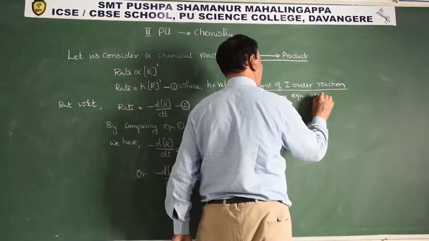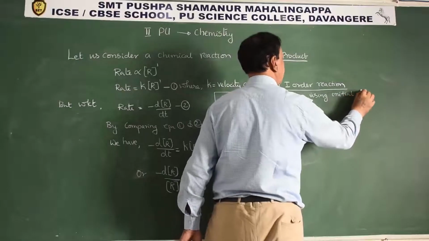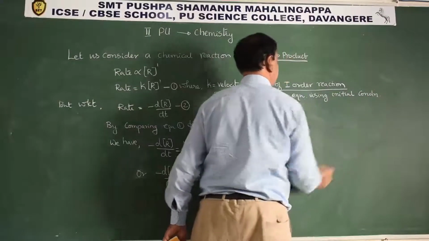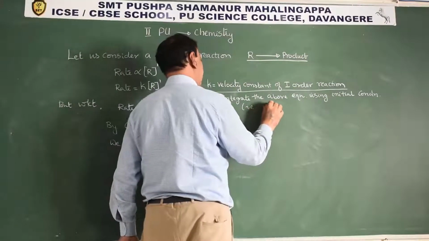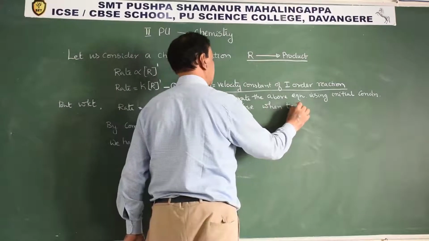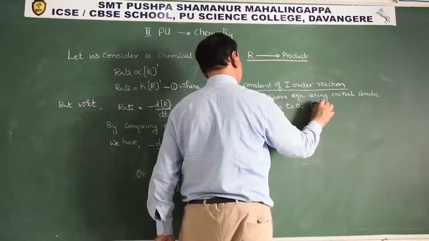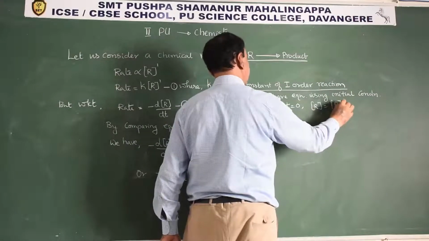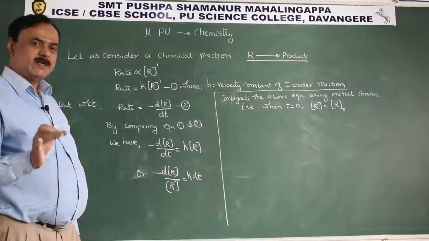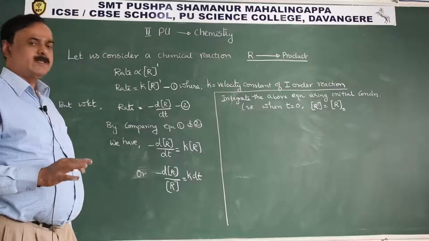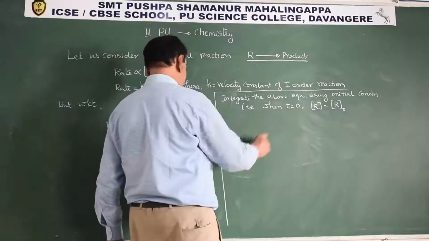Using initial conditions. What is the initial condition? When t is equal to 0, R is equal to R naught. This is the initial condition. At t equal to 0, whenever the reaction has not at all started, whatever reactant is present is the initial concentration of the reactant, represented by R naught.